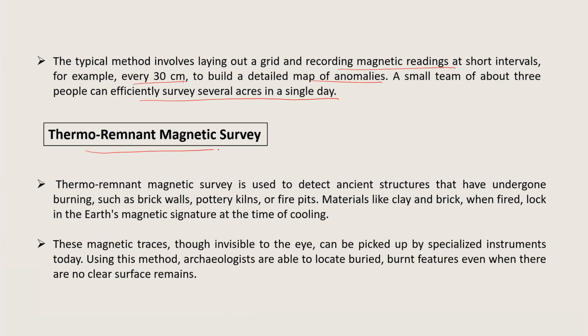Now, thermo-remnant magnetic survey. Thermo-remnant magnetic survey is used to detect ancient structures that have undergone burning, such as brick walls, pottery kilns or fire pits. Materials like clay and brick, when fired, lock in the earth's magnetic signature at the time of cooling. These magnetic traces, though not visible to the eye, can be picked up by specialized instruments today. Using this method, archaeologists are able to locate buried, burned features when there are no clear surface remains.